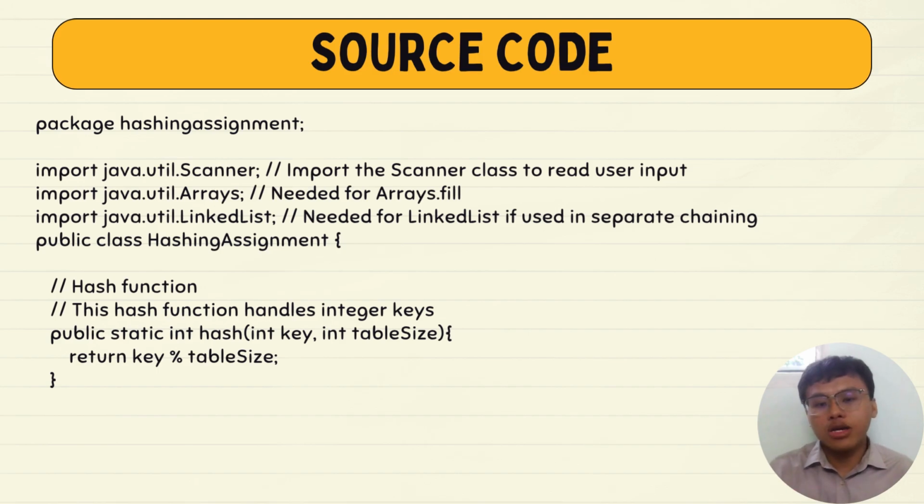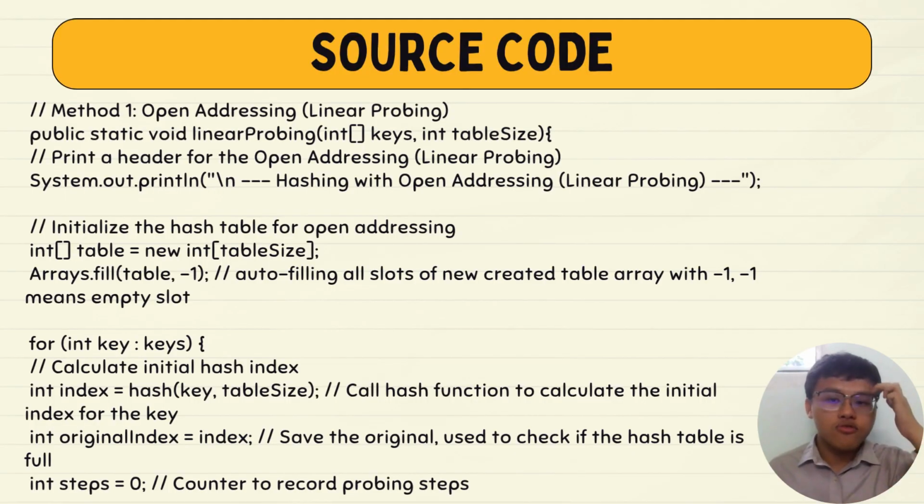This is the code for our hash function, which is the key divided by the table size. The integer is the remainder. Okay, now we'll move to method one, open addressing, and we use linear probing. First, we need to print a header for the open addressing linear probing to guide the user, and we need to initialize the hash table for open addressing.